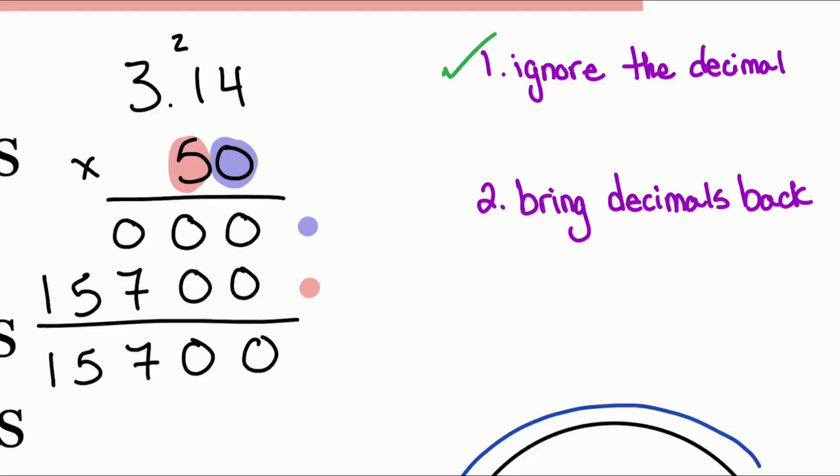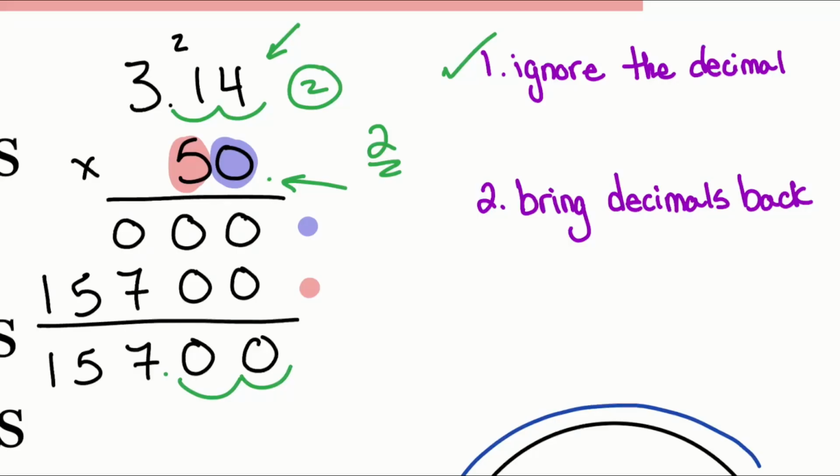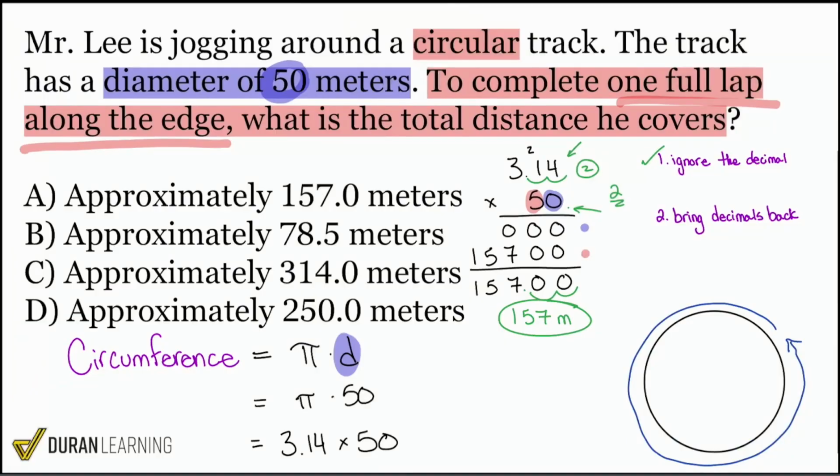Step two, we're going to bring the decimals back. Everybody, how many total decimal places are we bringing back? If you said 2, that is correct because we have a total of 2 decimal places. Up here on the first number, we have 1, 2. On the bottom number over here, we only have, well, nothing. With the decimals right there, there's no movement. So again, it's going to be a total of 2. 1, 2, giving us a total distance around that lap, that circular track, as 157 meters. And that's what makes the correct answer here, A, approximately 157 meters.